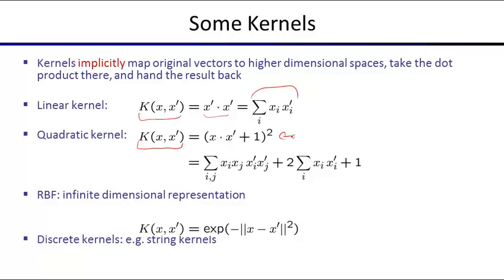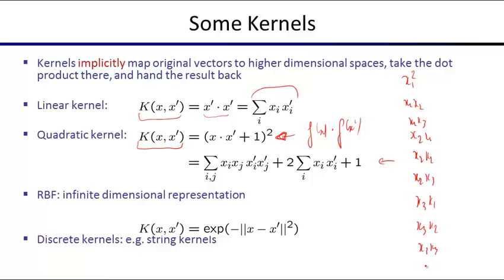Now, this is not an inner product as written over here. This is not written as f of x inner product with f of x prime. It's written as x times x prime, but then plus 1 and then squared. Now, if you work this out, it's actually of this format over here. And what you can read off here is that working with this quadratic kernel is the same as working with a feature space that consists of x1 squared, x1 x2, x1 x3. Let's say it's a 3-dimensional original space: x2 x1, x2 x2, x2 x3, x3 x1, x3 x2, x3 x3, and 1.